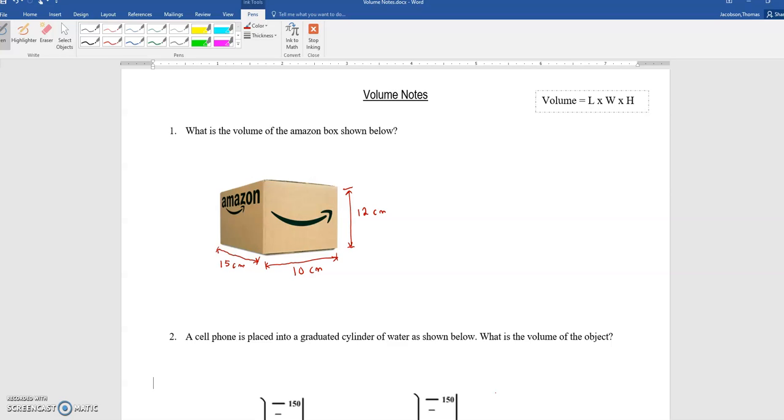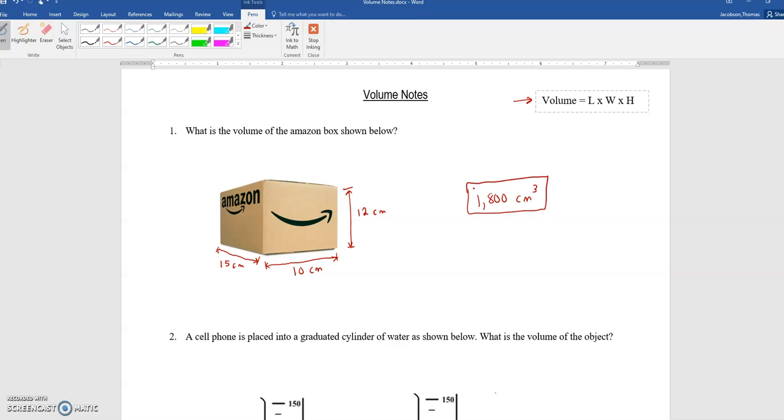So to figure out the volume of that, you would just use this formula right up here on the top, which will be given to you, which is length times width times height. So you would do 15 times 10 times 12, and you would get 1,800 cubic centimeters. And cubic centimeters just means the fact that we had to multiply centimeters times centimeters times centimeters. We had 3 centimeter measurements.